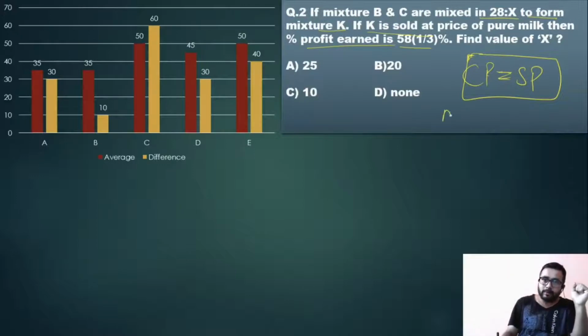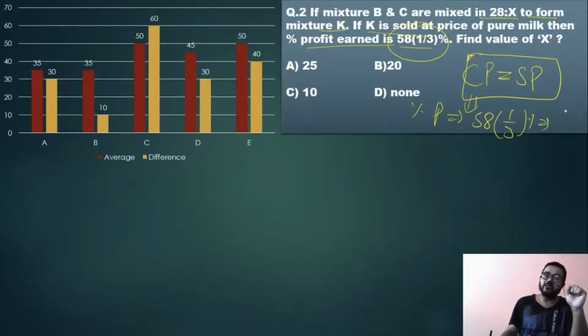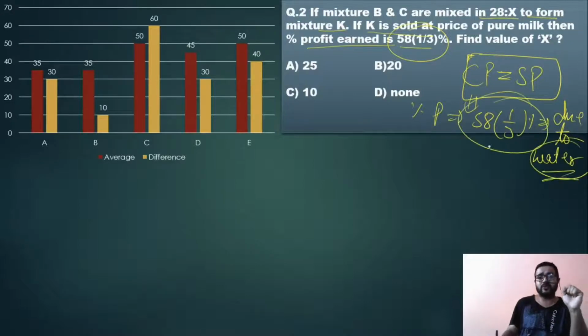Okay, means you are adding something whose price is 0. So you have two quantities, one is milk, one is water. So whose price will be 0? So simply you can say water will be 0. So can I say here, this profit, this 58 and 1/3%, this profit is due to what? Due to addition of water only. So this profit is due to water only.